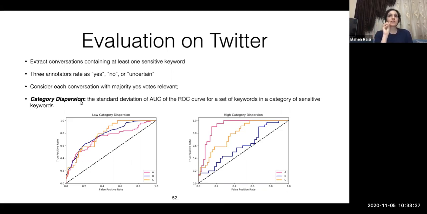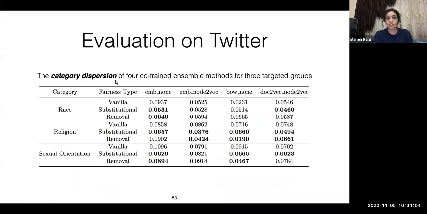For example, imagine we have a religion category, where we have Muslim, Christian, or Jewish. The idea is that the model should treat all of these keywords the same, so they should have lower category dispersion. This is a fair model, and this is not a fair model. This is an example. On the Twitter data, we computed the category dispersion for all of the models in 3 targeted groups: race, religion, and sexual orientation. The main bullet point is that this shows that when we enforce substitution, when we enforce fairness, the category dispersion reduces.